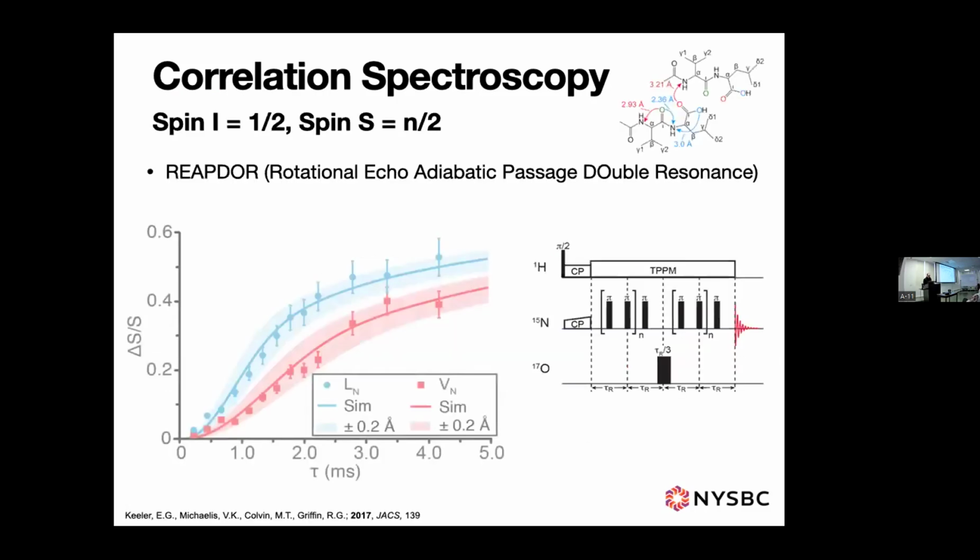So then, can we do it? Well, we can. So this is an N15 carbon REAPDOR experiment that I did at 750. This experiment is on N-acetyl-VL.